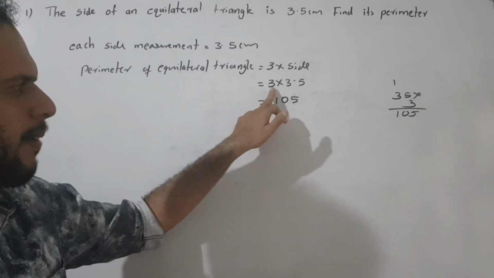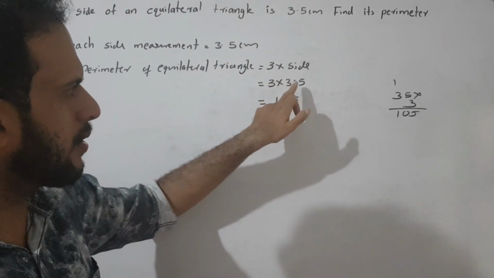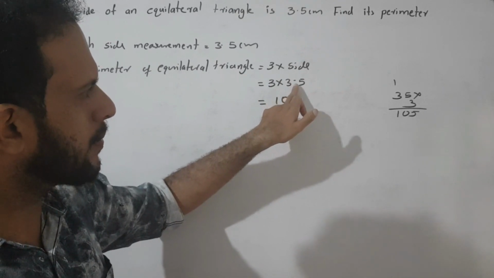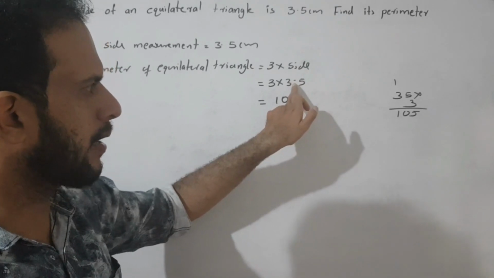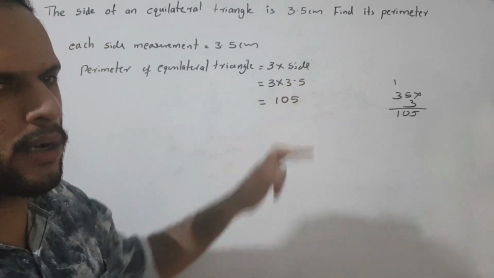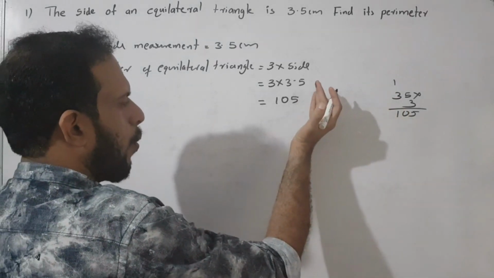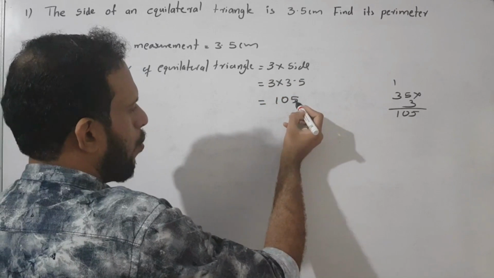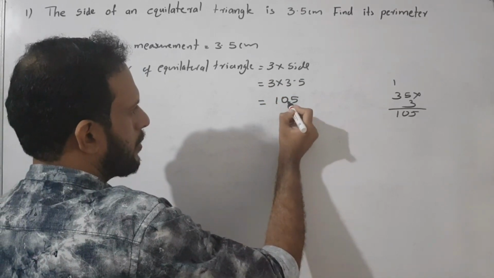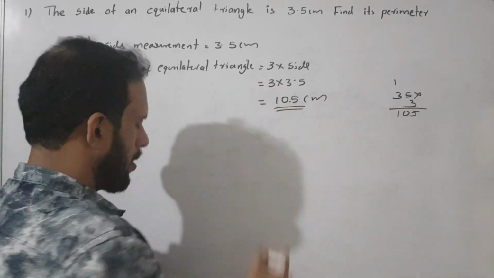There is no decimal point. There is no number after the decimal point in the first number, correct? Then it is 0. Here we will put the decimal point after one number. So 0 plus 1, 1. So in the answer we need to put the decimal point after one digit from right to left. So 10.5 centimeter.